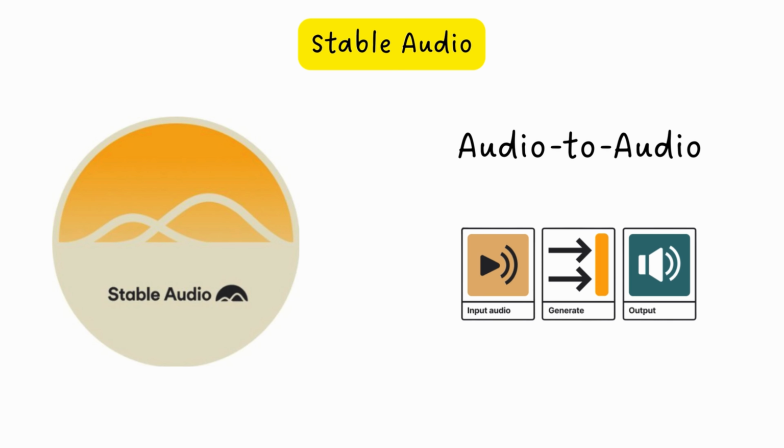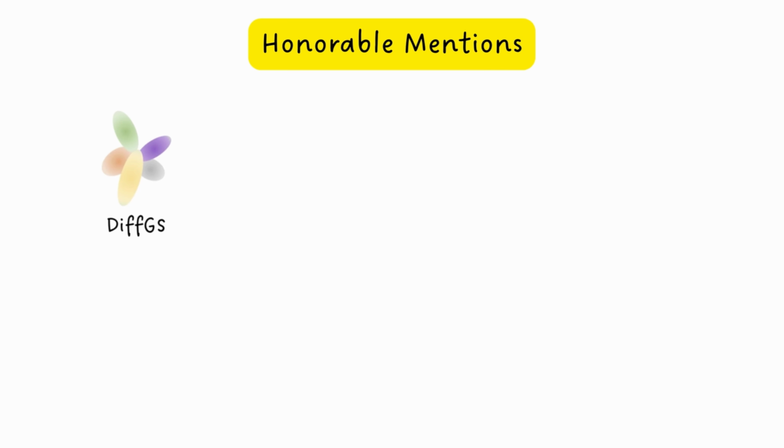It's the first time an audio model feels like a production partner rather than a random noise generator. Honorable mentions: Diffusion is the cutting edge of 3D. It abandons traditional mesh generation for 3D Gaussian splatting, creating render-ready 3D assets that look photorealistic in real time.